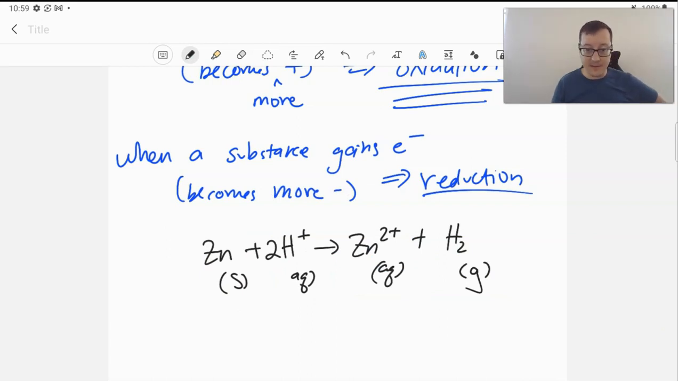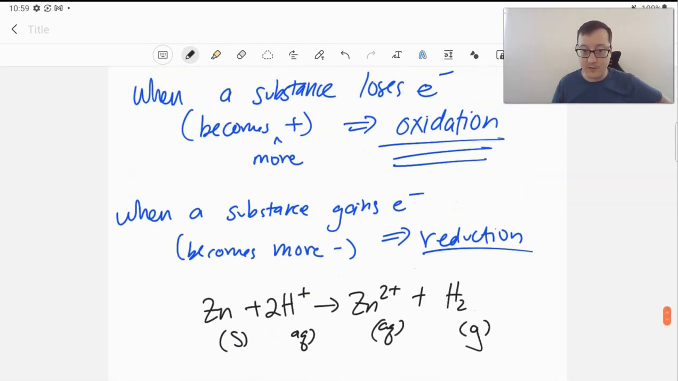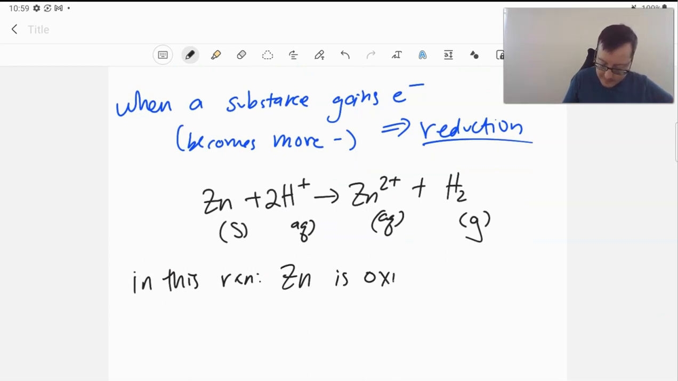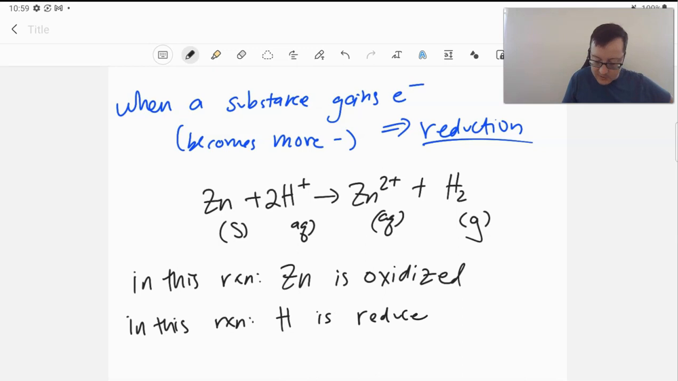We see here that the zinc is becoming more positive, and therefore in this reaction, zinc is oxidized. And hydrogen is going from +1 to 0, and so we can see that in this reaction, hydrogen is reduced. So we just talk about the element when we're saying what's oxidized, what's reduced.